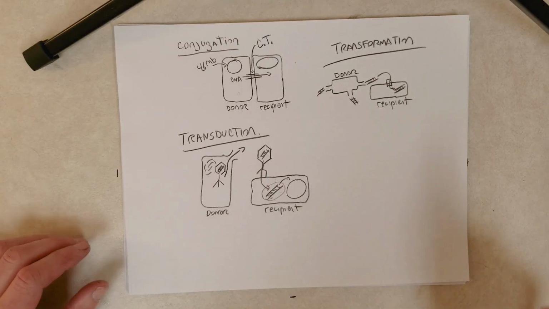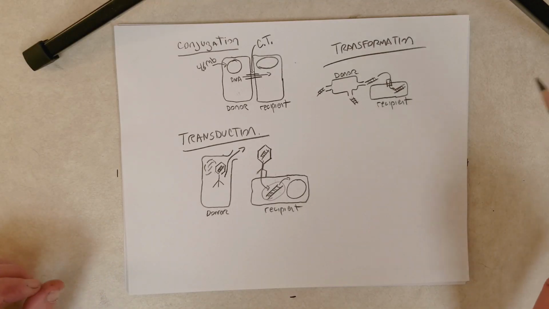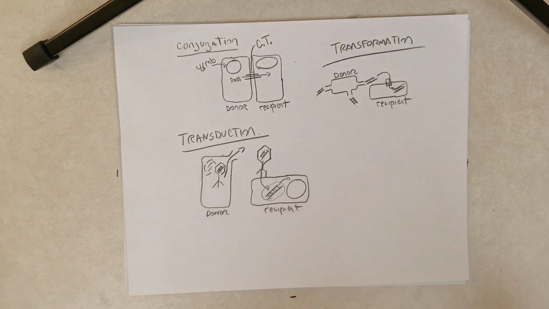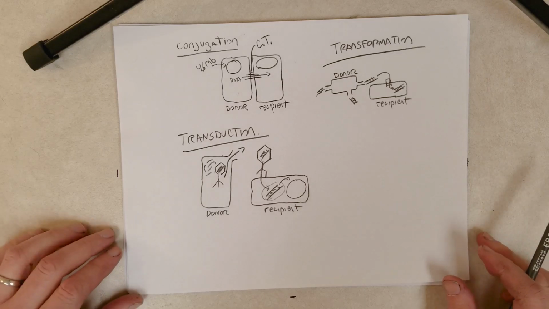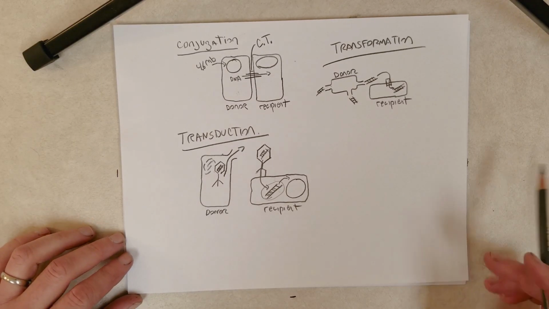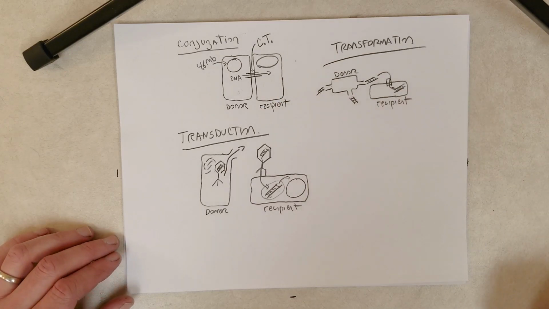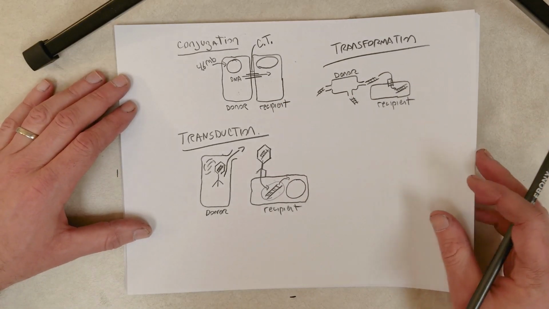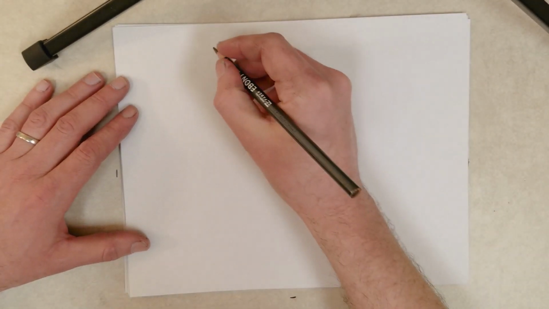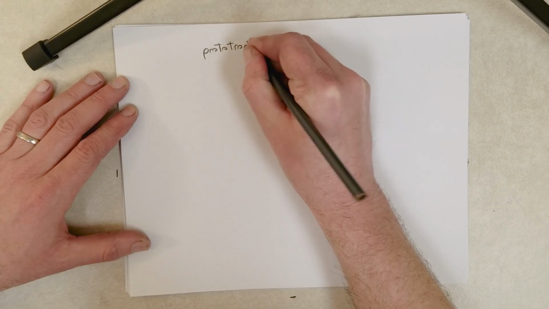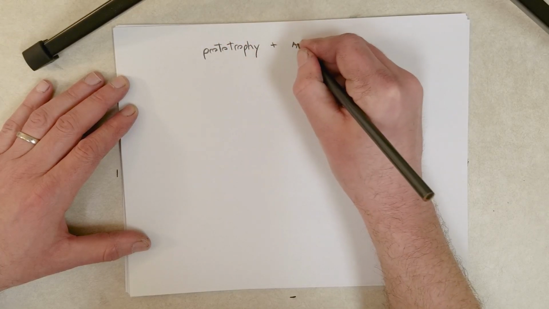Okay everyone, so we just talked in the last video about conjugation, transduction, and transformation, or at least I just introduced these three ways that bacteria can transmit genetic information to other bacterial cells. And before we talk more about conjugation, it's important to understand what is meant by prototrophy and auxotrophy.